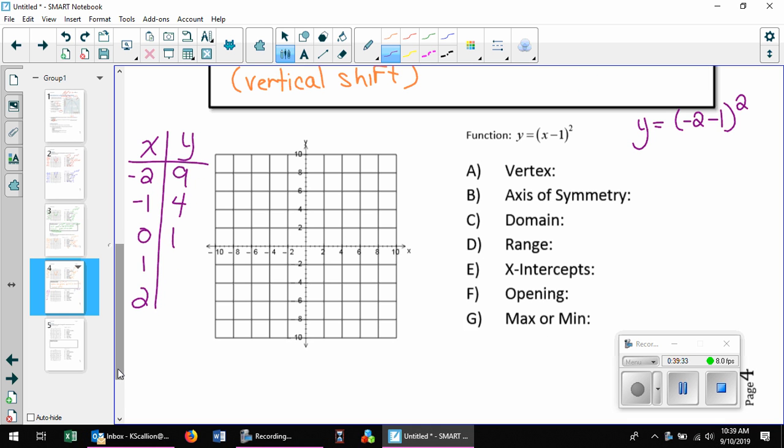No. Now we have to actually trust our math because I'm not sure where my vertex is. So if I put a +1 in there, +1 minus 1 is 0. 0 squared is 0. If I put a 2 in there, that's 1. 1 squared is 1. Okay, graph this.